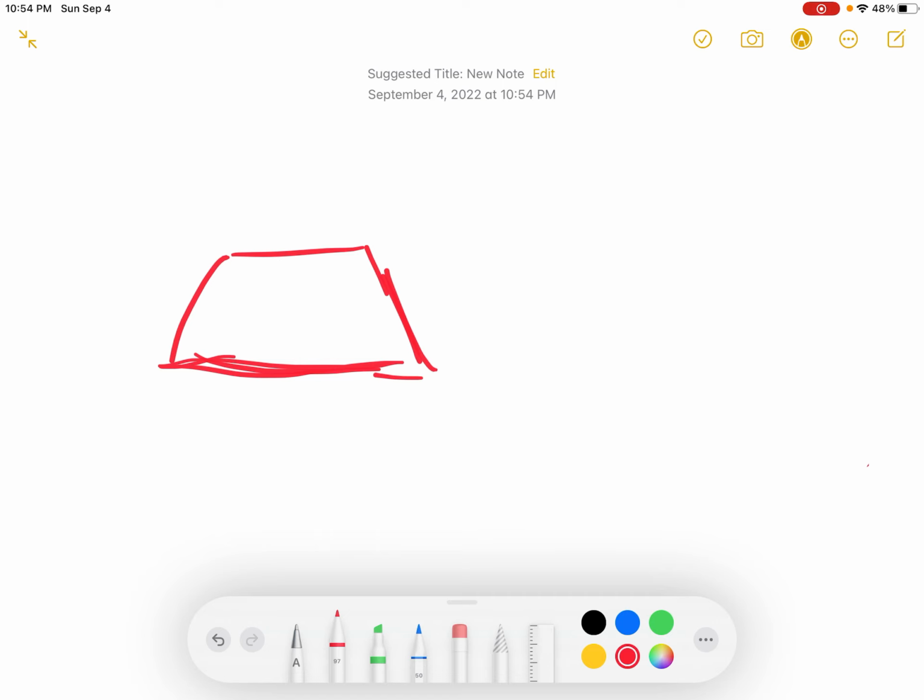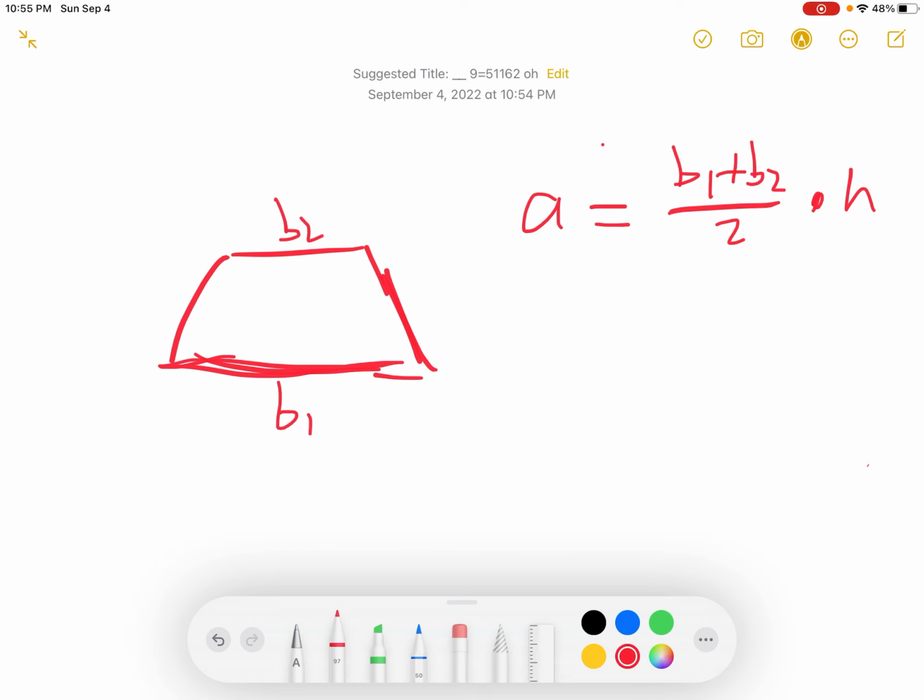And if you need to find the area of that, you would do this. The bases added divided by 2 times the height. So what are the bases? This is the first base, this is the second base. The height is this. It's not this, it's that. So that's how you find the area of Napoleon's hat.